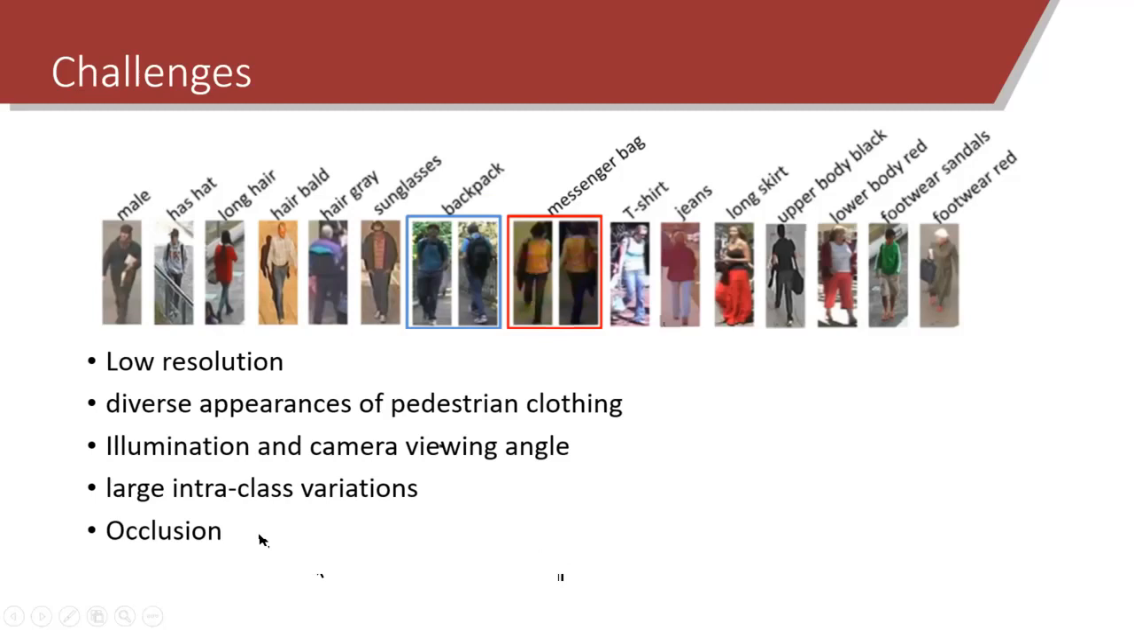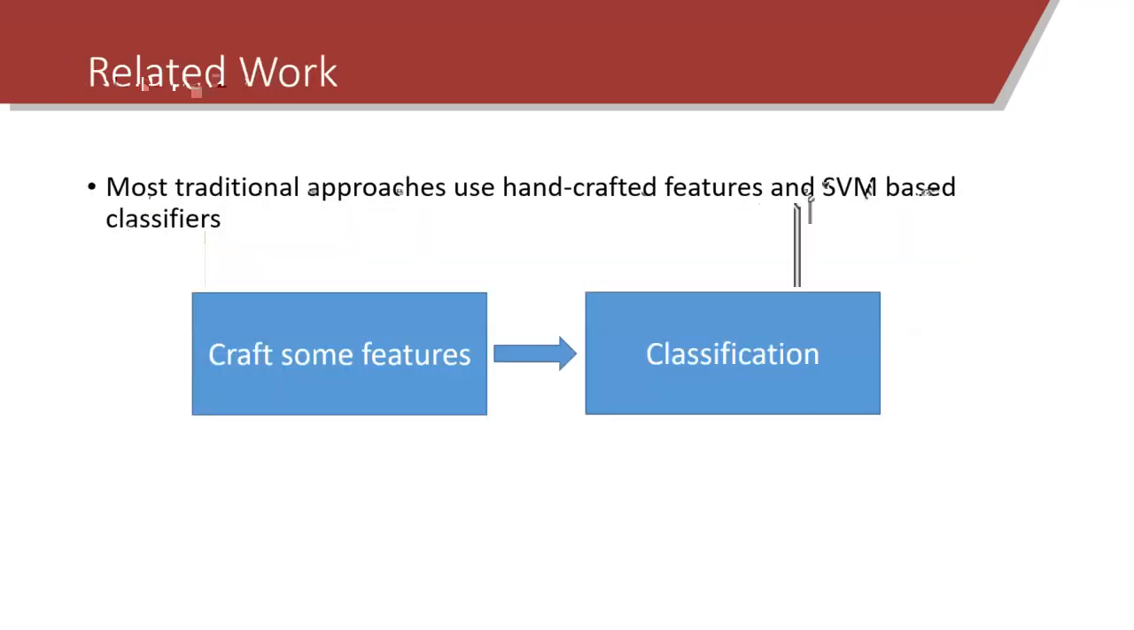Also, there are large intra-class variations, and the other thing is occlusion. An example of this is a backpack. Okay. So this is a very challenging problem, and the databases are also very challenging.